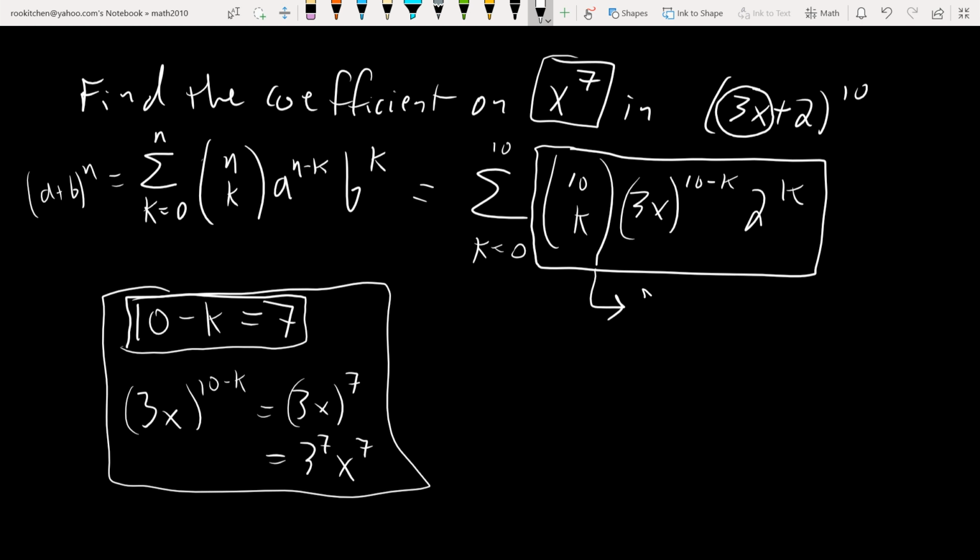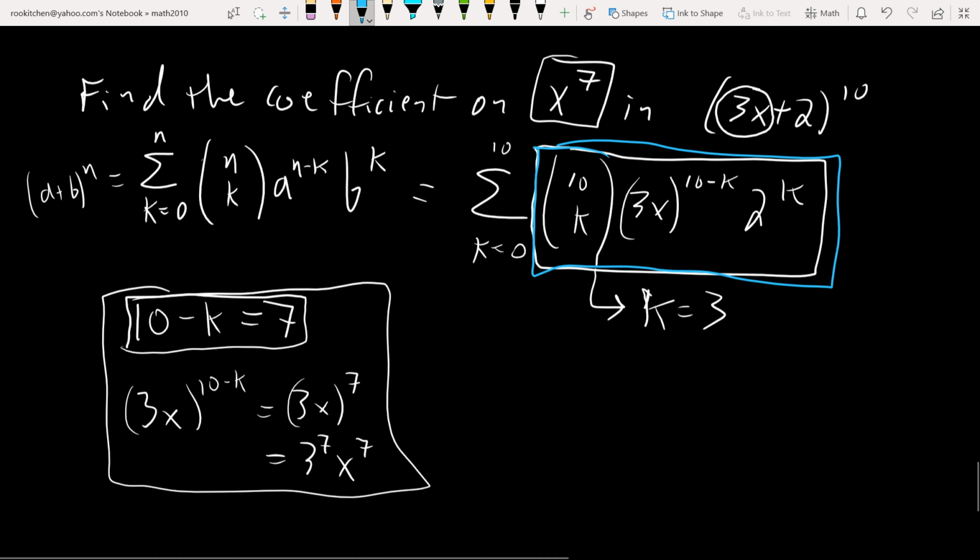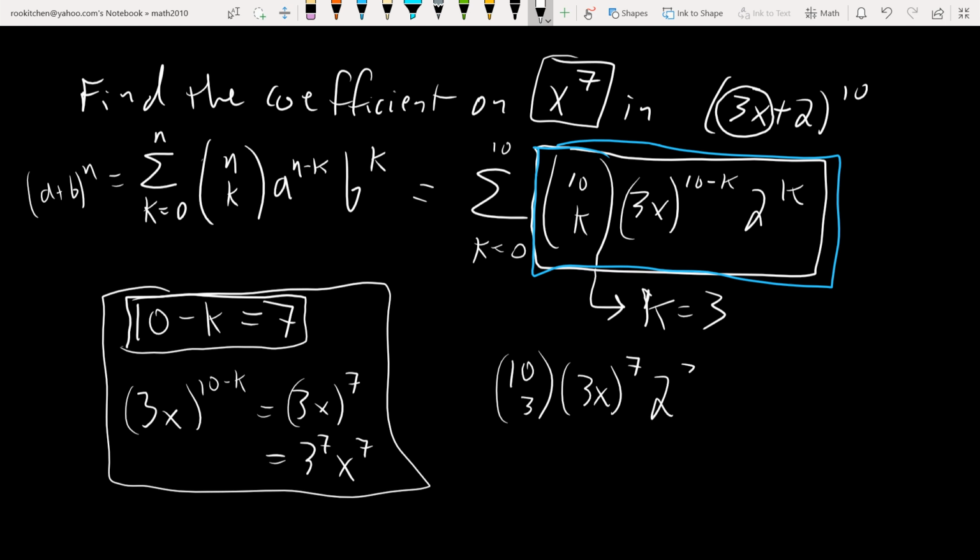So we're going to let k equal 3 in that equation in the box. We don't want the summation part, just the part in the blue box in particular, so I put it in blue. Letting k equal 3 into that, we have 10 choose 3, then 3x to the 7th, and then 2 to the 3, and then we just evaluate that. So 10 choose 3 is 120, times 3 to the 7th times x to the 7th, but I'll push that to the back, times 2 cubed.